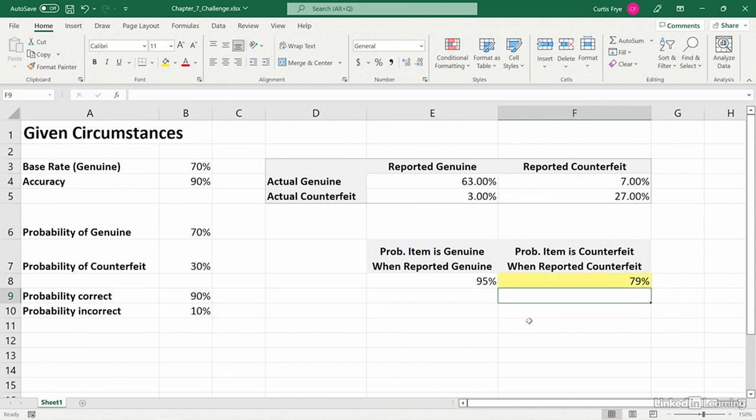And we get 79%. And so it appears that our team will do a very good job of identifying genuine items with very little error, and still a pretty good, but not quite as good, job identifying counterfeits. I hope you enjoyed this problem.